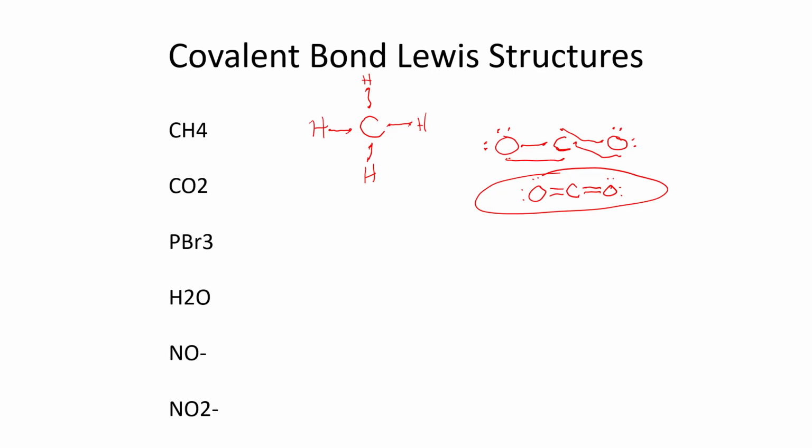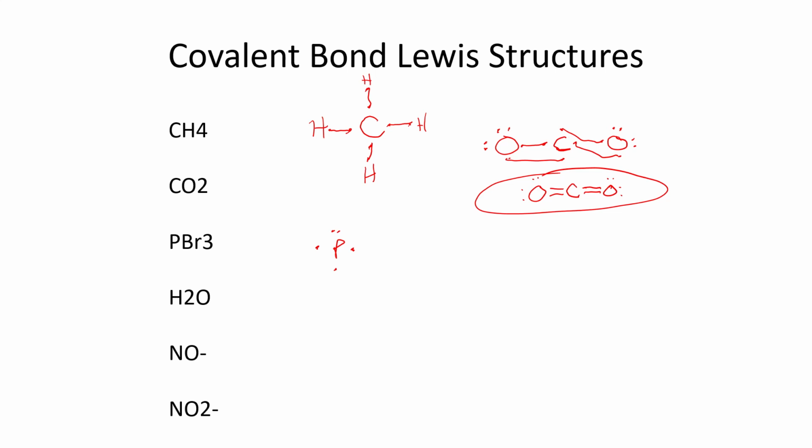Okay, so now we have PBr3. P we're going to put in the middle, and the Brs are going to surround it. So P is in the middle. P is a group 5A, so that means it has 5 valence electrons. 1, 2, 3, 4, 5.